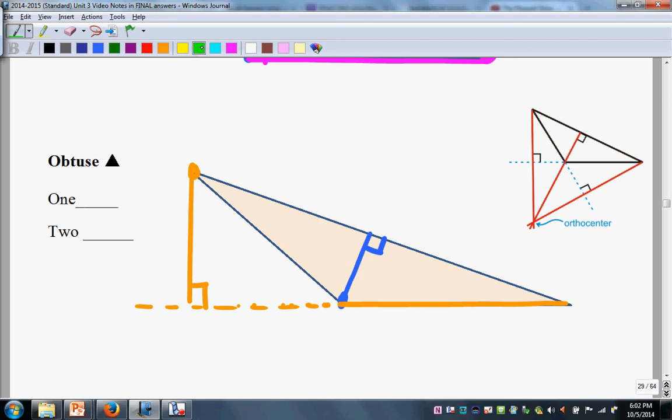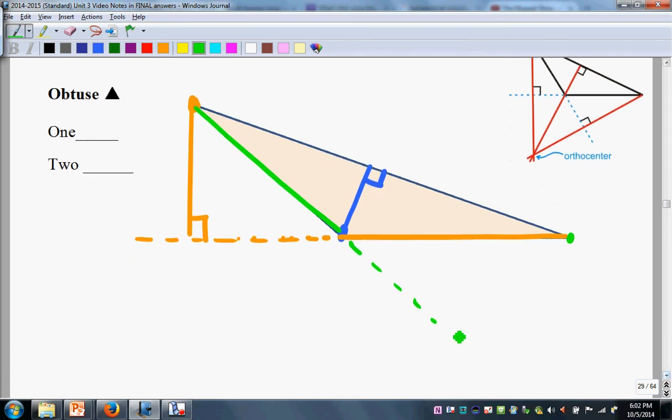That's one. Again, extend the side. Corner. Right angle. So in an obtuse triangle, you have one altitude that's in and two that are actually outside of the triangle.